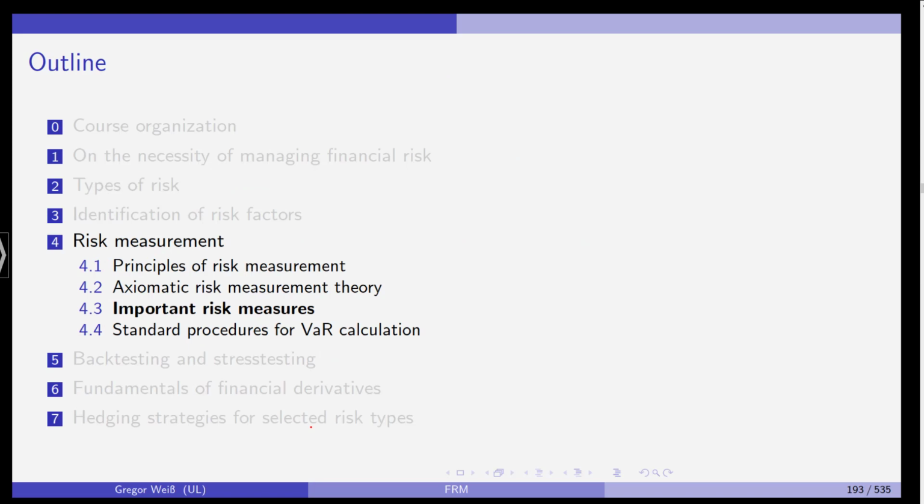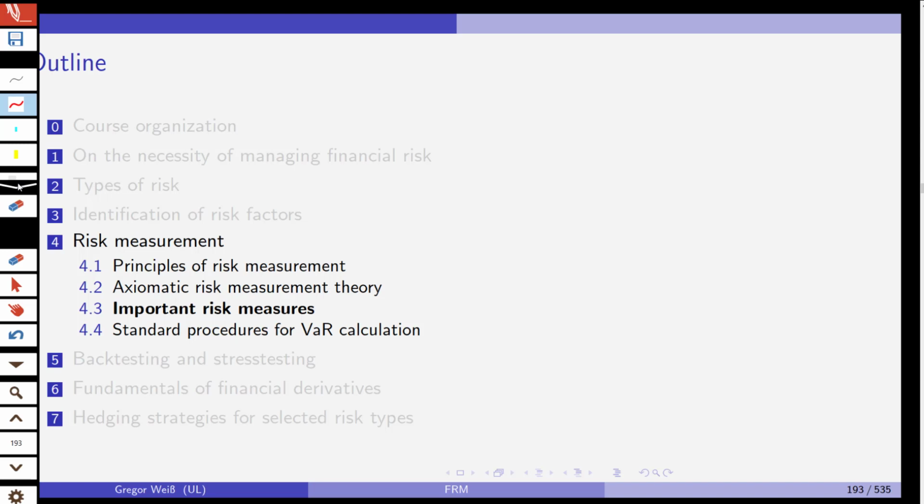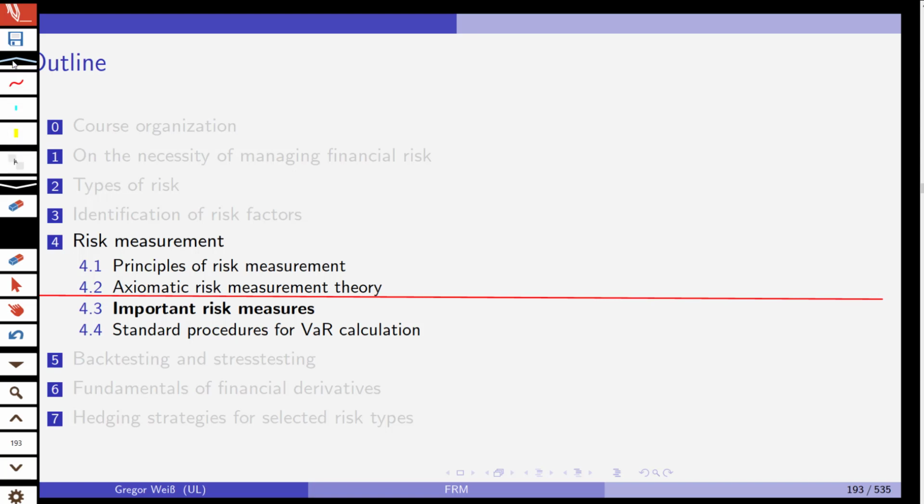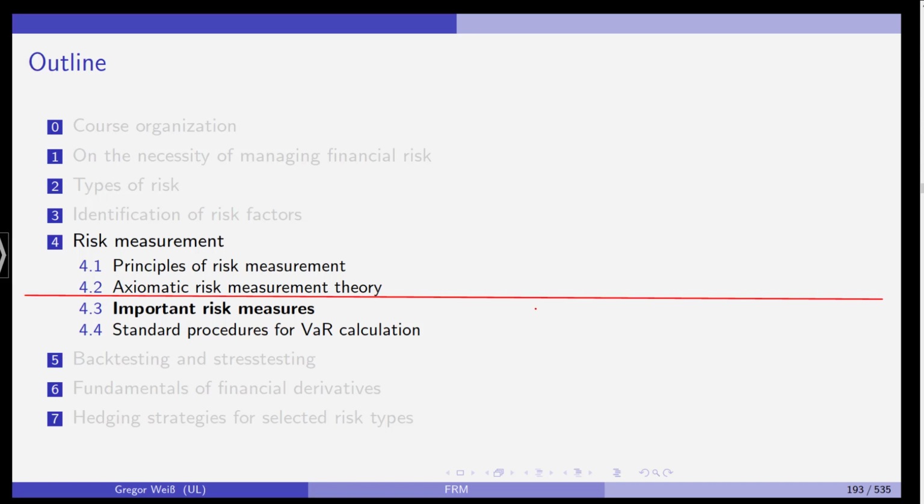Okay. So I think we can stop here for today. If you have any questions, just stay in the Zoom room a little bit longer. I would say you can have a look at the next two subsections where we'll talk about famous risk measures from practice, value at risk, expected shortfall. And then next week we can continue our discussion by looking at VaR, expected shortfall, and some standard procedures for VaR calculation.